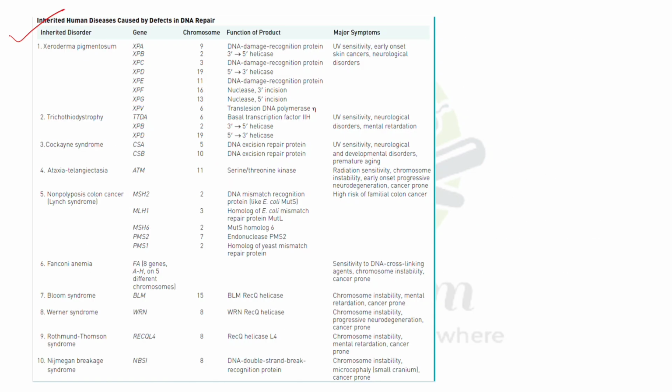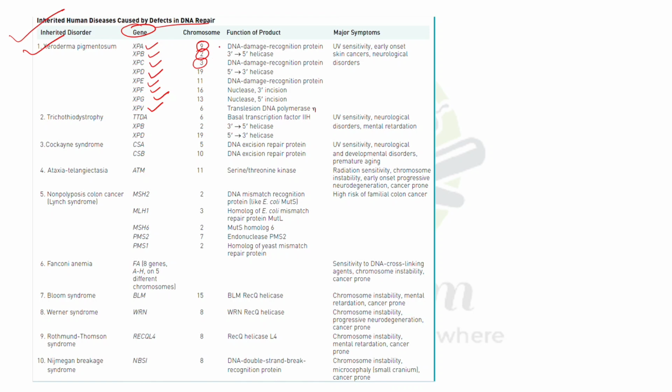So these are some of the diseases caused due to defects in DNA repair, like xeroderma pigmentosum. I have mentioned XPA, B, C, D, E, F, G and also V. Which chromosome is the location of this gene? Suppose XPA is located on chromosome 9, XPB on the second chromosome, XPC on the third chromosome. Likewise, the exact location of the gene is also mentioned, and the function of the product.